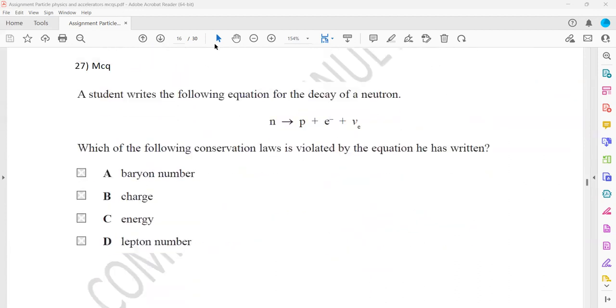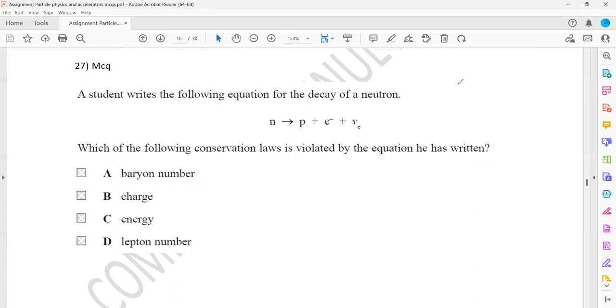Question 27: a student writes the following equation for the decay of a neutron. Which of the following conservation laws is violated by the equation written? So we will check which law is violated.